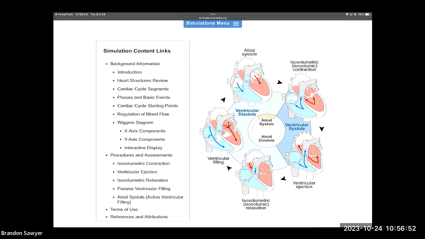Okay, so that's our primary steps in the cardiac cycle, and that'll set us up for talking about the Wiggers diagram here in just a sec. But any questions about what we just talked about there?